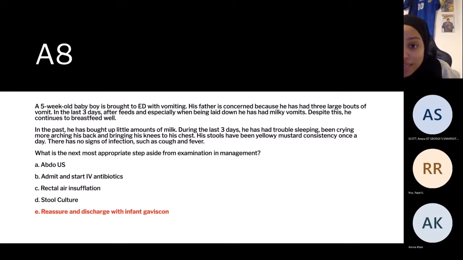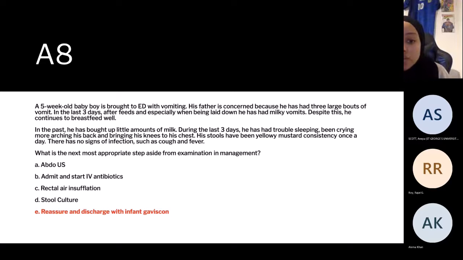During the last 3 days, he's had trouble sleeping though, and he's been crying more and arching his back and bringing his knees to his chest. His stools are yellowy mustard consistency, and he has them once a day. There's no signs of infection either. So what would the next most appropriate step in management be, aside from examination?